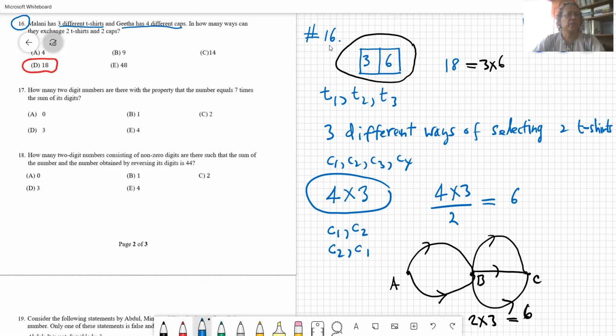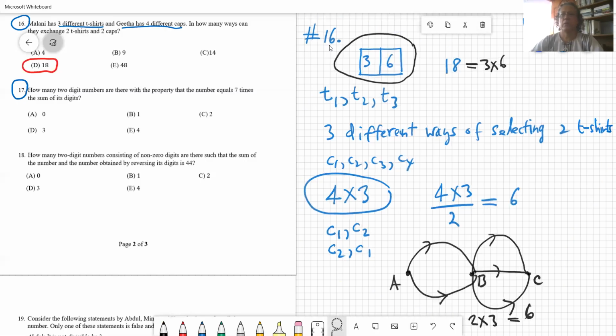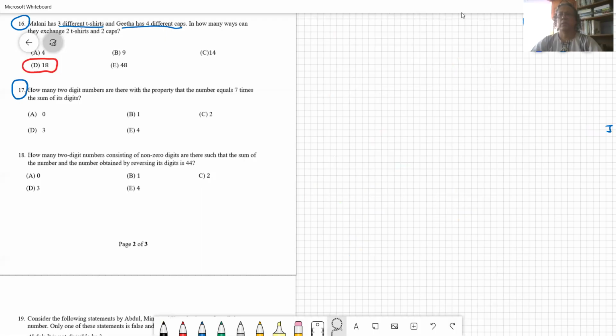Okay, let's move on to the next problem, number 17. So let me erase all this. Right. So number 17: how many 2-digit numbers are there with the property that the number equals 7 times the sum of its digits?